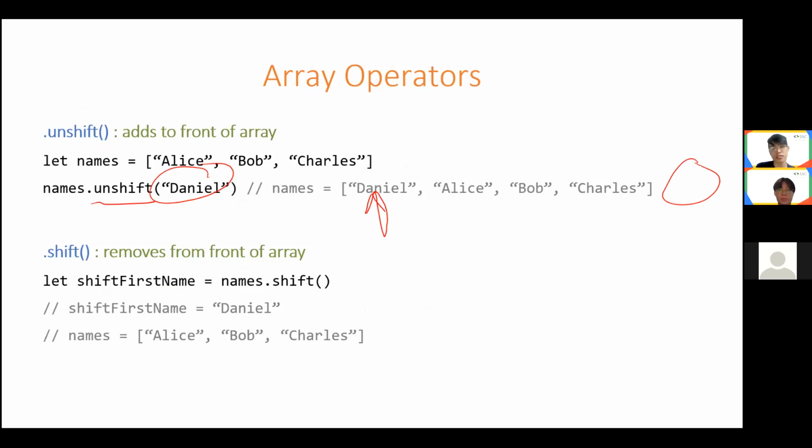Not only can you unshift elements into the front of an array, you can also shift elements off the front of an array. So you're removing elements from the front of an array. It works exactly like pop, but instead of removing from the back, it removes from the front. So if I do a dot shift on names, I will get back Daniel, because I'm assigning it. So I'll shift first name with the data of Daniel. And then you can also see that names no longer contains Daniel at the front of the array.